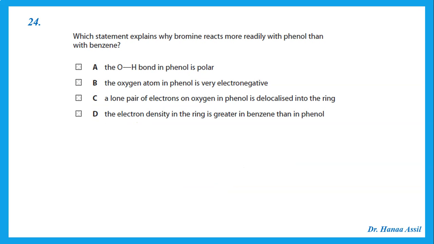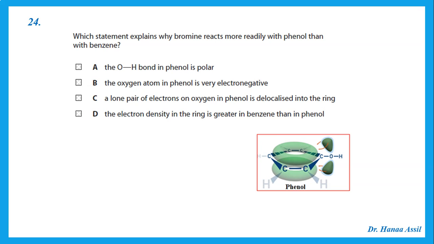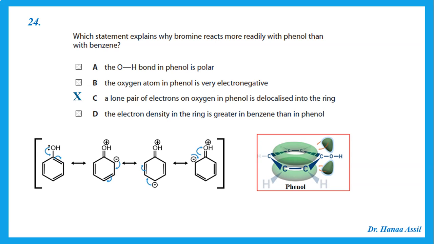Which statement explains why bromine reacts more readily with phenol than benzene? Again, why is phenol more reactive? We said this is because the lone pair of electrons on oxygen in the phenol is delocalized into the ring. So this means the phenol has more charge density, so it has more electrons available to attack an electrophile.